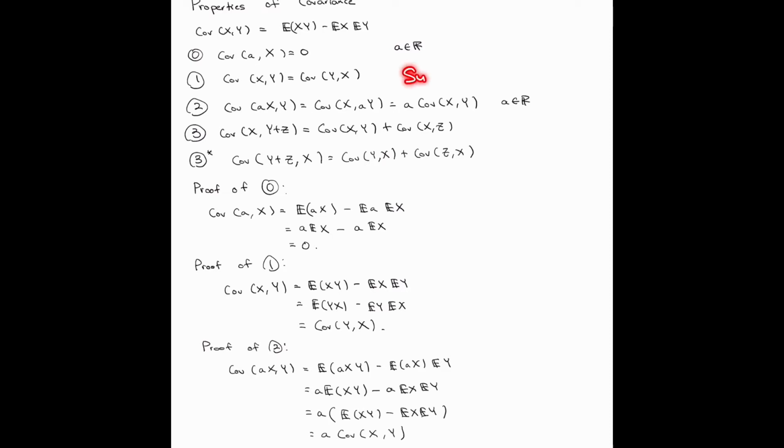The second property is the symmetry property of covariance. So cov of x and y is equal to cov of y and x. Property 2 is a linearity property of covariance. So a is a constant, and covariance of ax and y is equal to cov of x and ay, which is also equal to a times covariance of x and y.